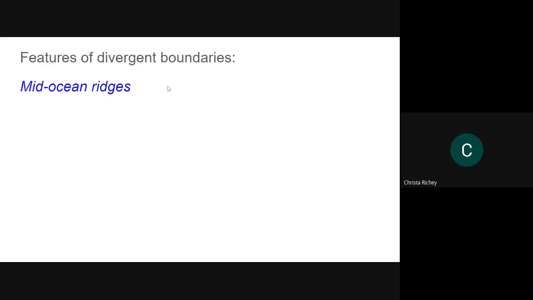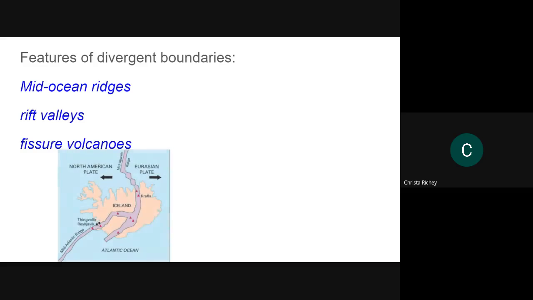Specific features of divergent boundaries: the mid-ocean ridges. We're going to be talking about the mid-Atlantic more than anything else because it's the largest one. They make rift valleys, and they make fissure volcanoes. Iceland is a really good example of this. This is a map of Iceland, and it has a divergent rift going straight underneath it. And all these little triangles, those are volcanoes.